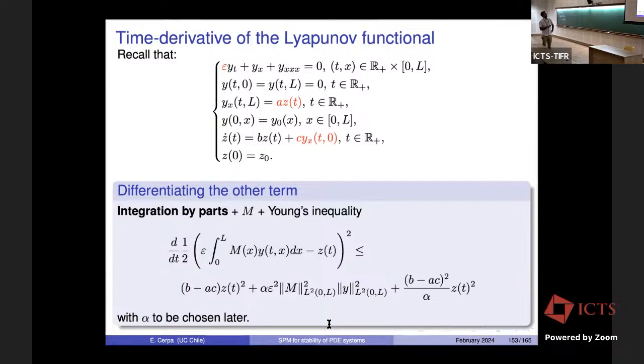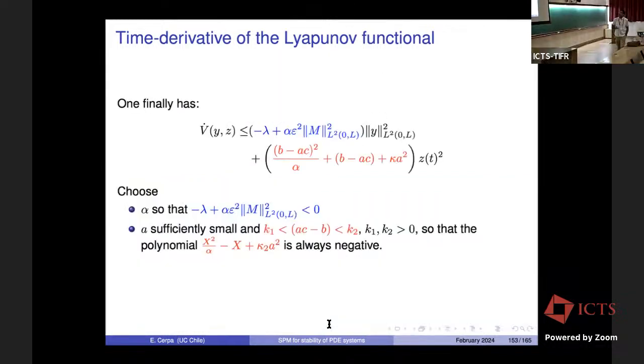Well, I'm not going to explain all this here, but of course, we introduce some coefficient here to do some Young's inequality in order to have some freedom to arrange at the end of the day all the terms in order to make that smaller than 0. Okay, so here we obtain, as previously, this form for V dot.